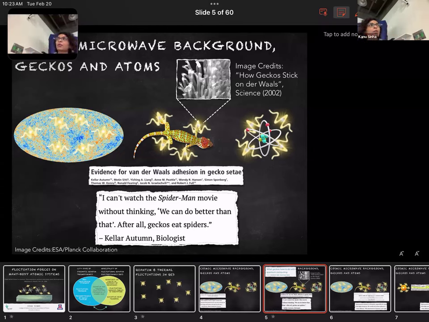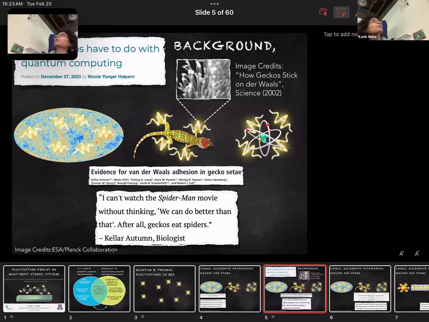And here's a quote by the biologist who's been leading this gecko setae research. I would also like to point to Nicole's recent blog post about this, where she discusses this connection between geckos and quantum effects.